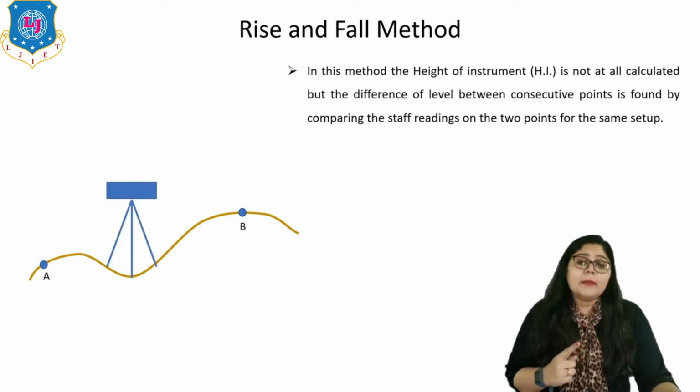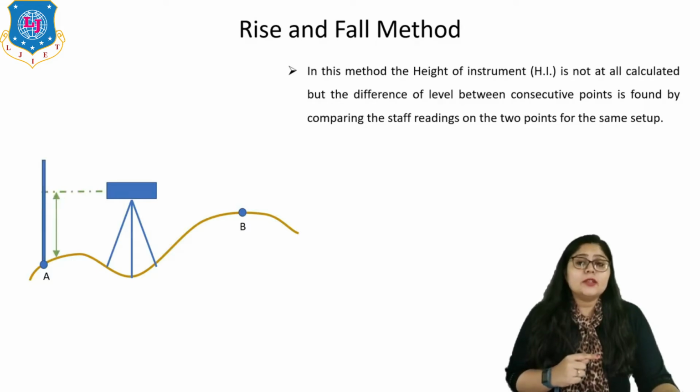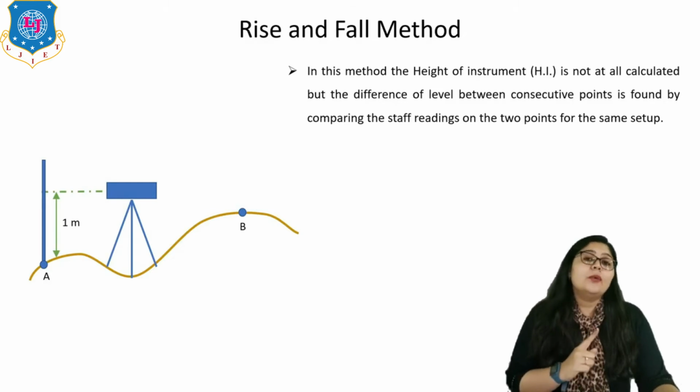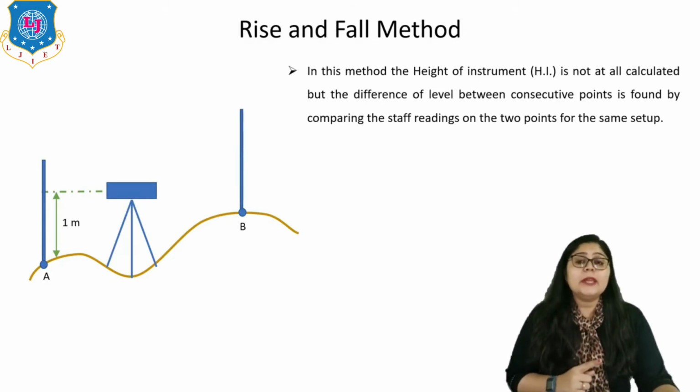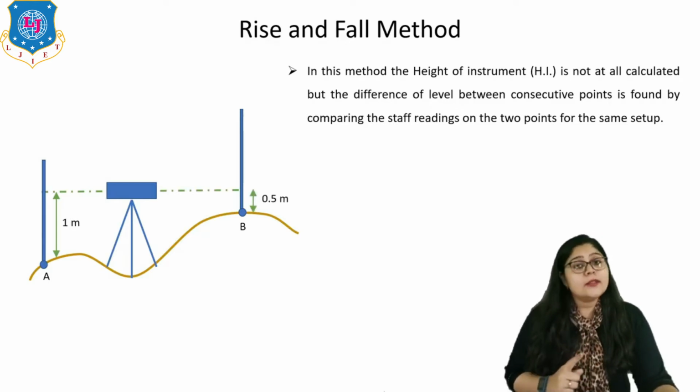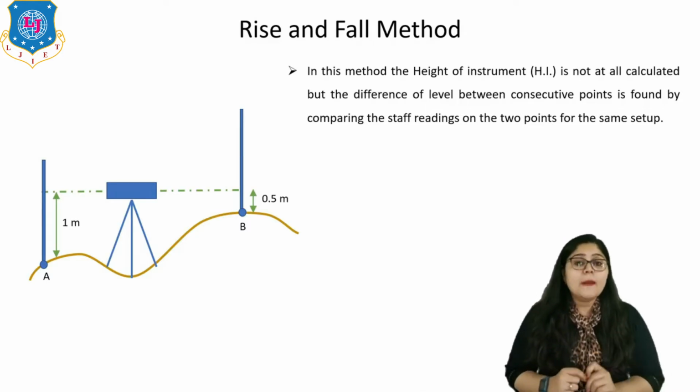Now I am setting my instrument in such a way so that if I am taking reading for station A, that is known as the BS, right? Or we can say the value of this first reading is 1 meter. Now if I am going to take reading for station B, then say for the example it is the reading of 0.5 meter. Here you can see clearly on screen that station A is lower than the station B.